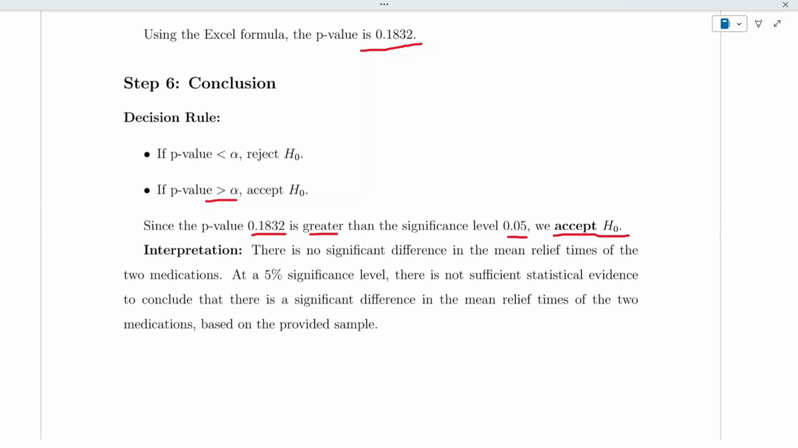In conclusion, there is no significant difference in the mean relief times of the two medications. At a 5% significance level, we do not have enough statistical evidence to conclude that there is a difference in the mean relief times based on the given sample data.